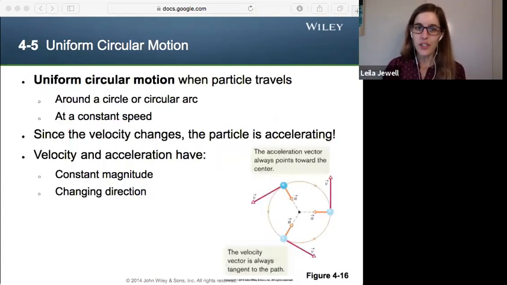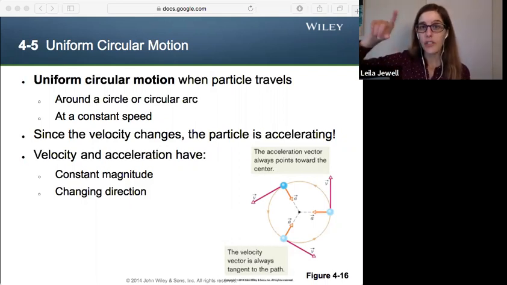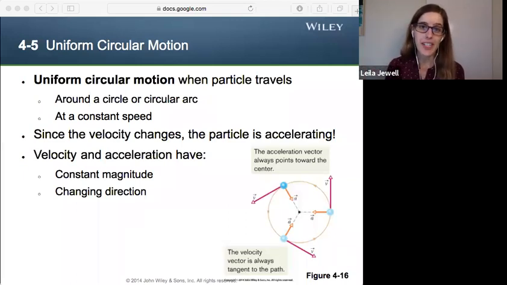First off, uniform circular motion occurs when you have a particle that's traveling around a circle, or even just around a circular arc. It could be part of a circle. It has to be traveling at a constant speed, so the magnitude of its velocity is constant, but it's constantly pointing in a different direction. So the velocity is constantly changing, even though the speed is the same. Since the velocity is changing, the particle must be accelerating. This is a weird idea.